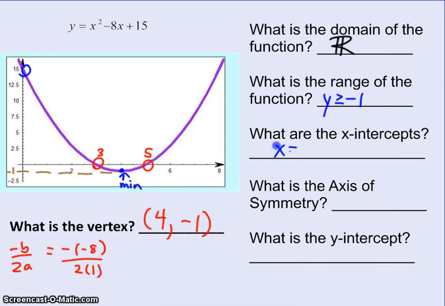The x-intercepts here are going to be 3 and 5. The axis of symmetry is x equals h, and h was 4. Notice that the axis of symmetry is where the parabola gets cut in half. And the y-intercept, if I plug in 0 for x, I'm left with 15. So the y-intercept is 15.